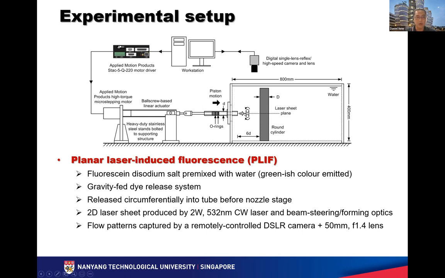The dye was fed into the apparatus by gravity feed, and it's released circumferentially around the tube just before the nozzle. I'll make use of a 2 watt 532 nanometer continuous wave laser with all the necessary beam steering and forming optics. All the flow pattern visualizations were captured by a remotely controlled DSLR camera.